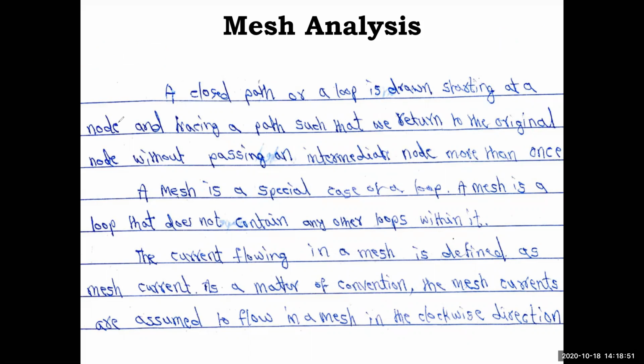A loop is drawn starting at a node and tracing a path such that we return to the original node without passing an intermediate node more than once. You should not travel more than once. That is called a loop.